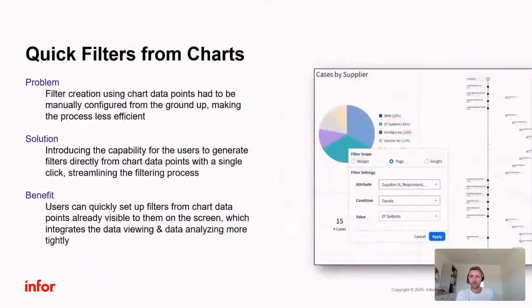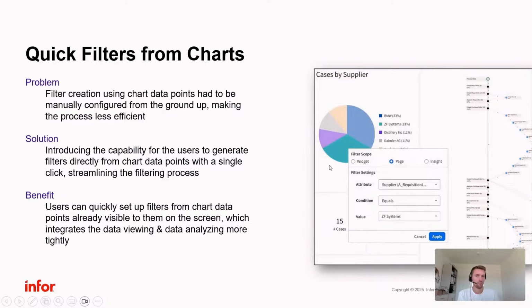The second feature I wanted to show are the quick filters from charts. See here, oftentimes the user sees the information they want to work with on the screen already. So a chart is there, a chart shows the information, and you just want to filter for something you see in that chart. So from that mock data example here on the right, you see that we want to filter for one specific supplier called ZF Systems. And the data is already here.